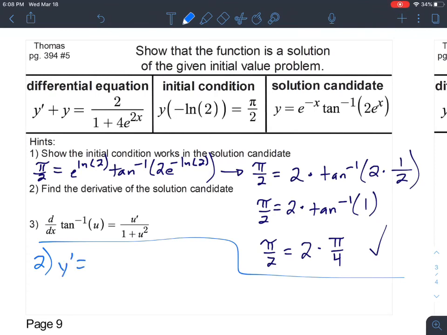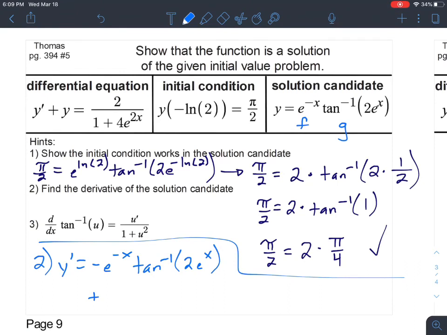So our derivative of our function is going to be y prime equals, now we have to do product rule, f prime g plus g prime f. So f prime is going to be negative e to the negative x power. Remember your chain rule there, we need the derivative of the exponent. And then it is going to be just arctangent of 2e to the x.